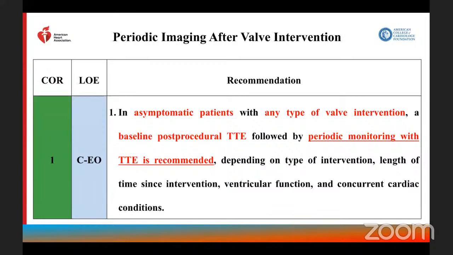Okay, for timing of periodic imaging after valve intervention, initially post-procedure transthoracic echo is recommended for all patients, ideally 1 to 3 months after the procedure. Annual clinical follow-up is recommended for all patients after valve intervention. Repeat imaging is appropriate at shorter follow-up intervals for patients with changing signs or symptoms, during pregnancy, and to monitor residual or concurrent cardiac dysfunction. This is a class 1C.